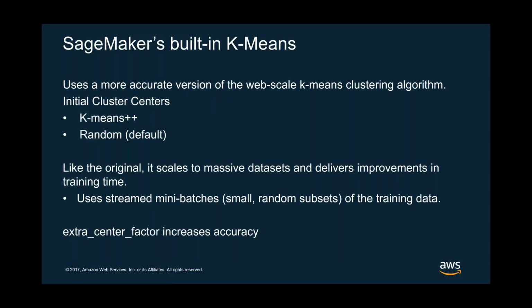Now, SageMaker's built-in K-means is not your scikit-learn K-means. It's based on some interesting technology that is a bit custom to what we're doing in-house, but also popular in the literature. In particular, we have 2 means of creating our initial cluster centers. One is called K-means++, and the other is random, which is the default. So like the original, it scales to massive data sets to deliver improvements.